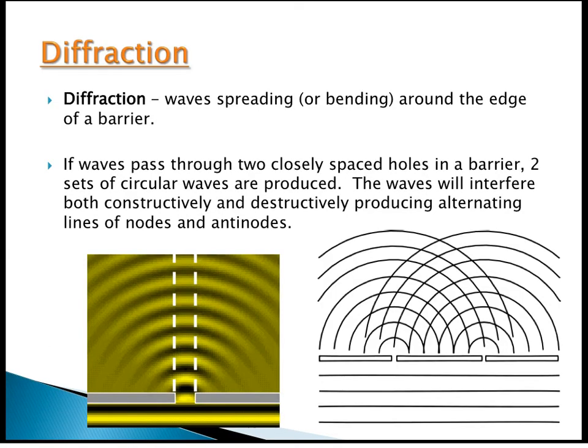The definition of diffraction is that waves spread or bend around the edge of a barrier. Here on the left, you see a single barrier. As the light passes through the barrier, it will form a circular pattern. If two slits are present close to each other, then the light will pass through and will form this circular pattern again. Think about a drop in a pond. It makes this sort of pattern. Light's going to do the same thing through a small slit.